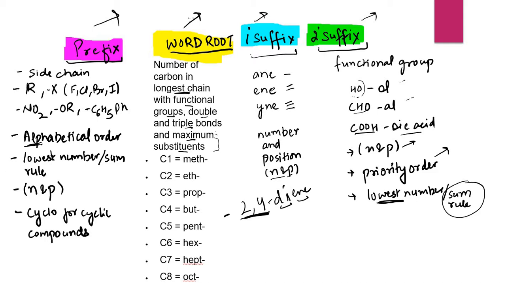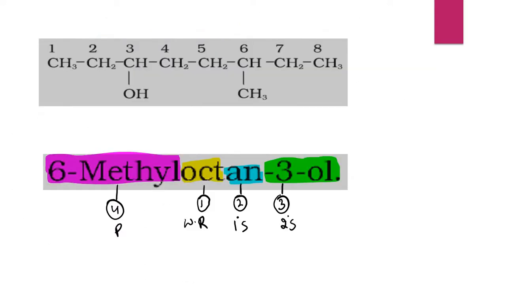Now when we name the prefix, we always name it in alphabetical order. So it means we name ethyl first, then methyl, because E comes before M. And when we count the alphabet, we don't count di and tri, D and E, we don't consider like that. We give the lowest number. If we don't have a functional group, then we give the lowest number or lowest sum rule we follow while naming. Again, we specify number and position. If it's a cyclic compound, we just add the word cyclo beforehand to tell that it's a cyclic compound. Let's do some practice.